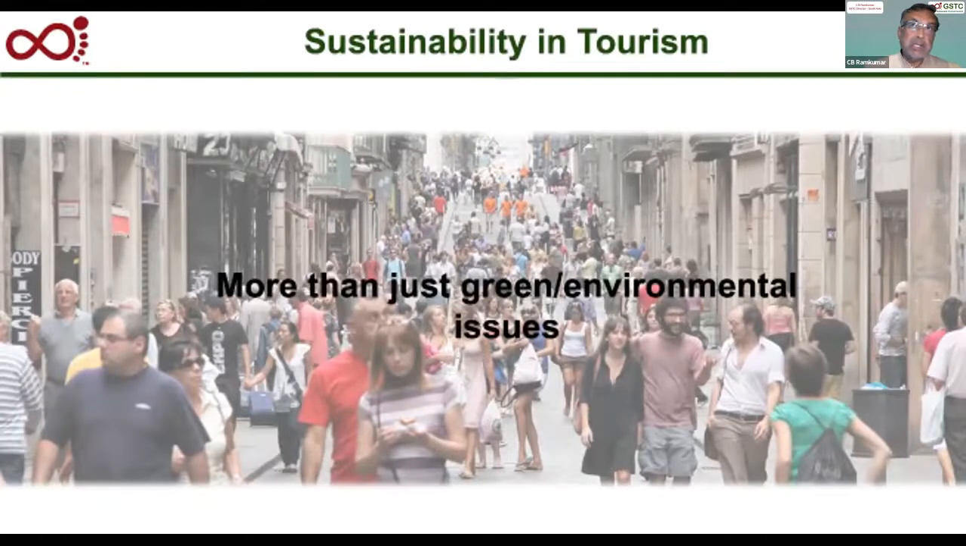Now, sustainability is more than all of this. It's more than just environment. So when we talk of sustainable tourism, we are following the guidelines set up by the United Nations in the 2030 Agenda for Sustainable Development, where the United Nations talks about all-round sustainability, holistic sustainability, not just environmental sustainability. Of course, environmental sustainability is important, but not just. We're talking about overall sustainability.